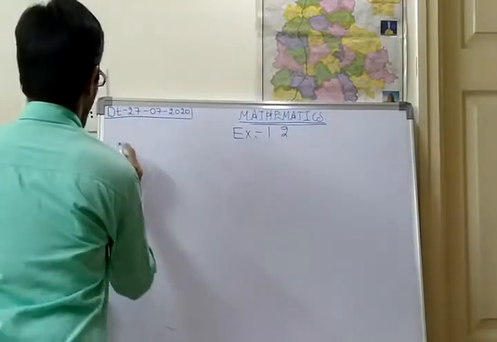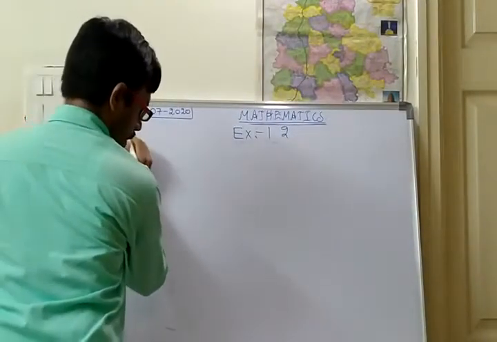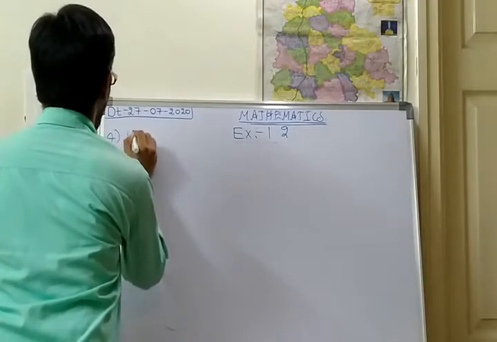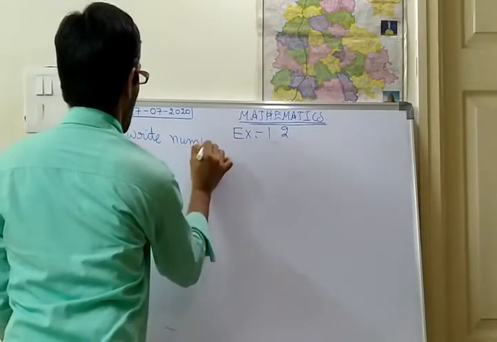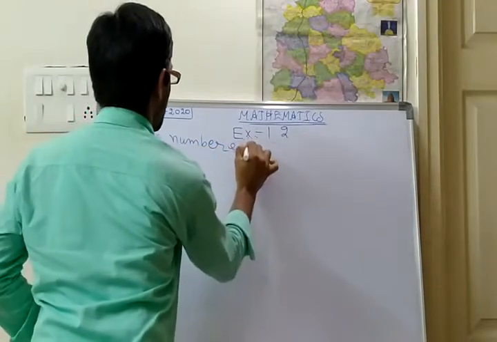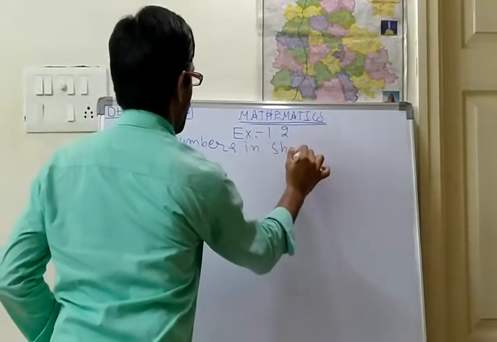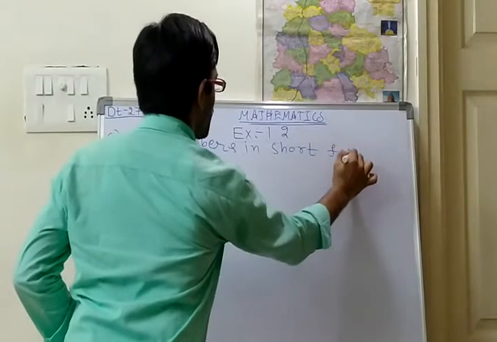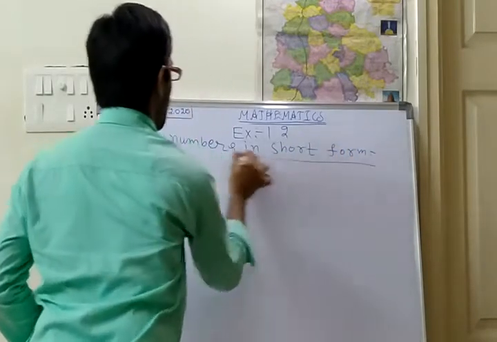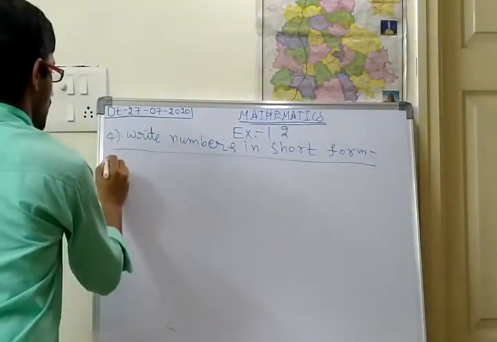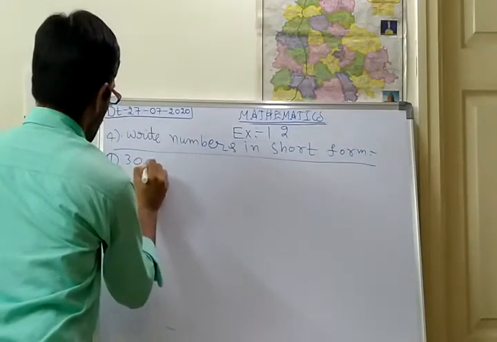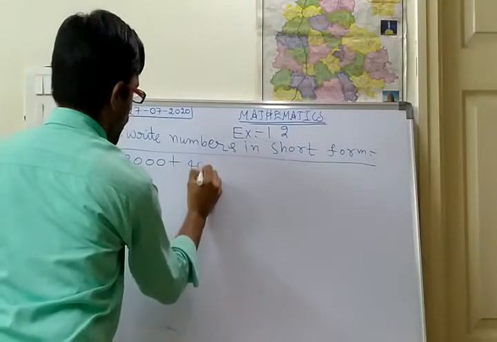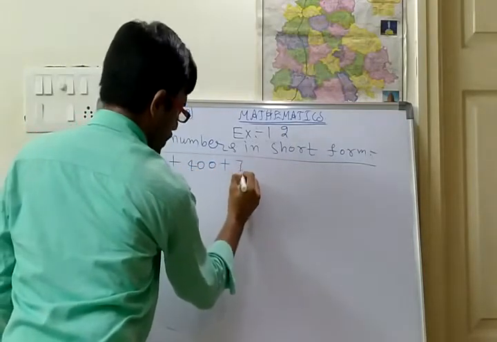Fourth bit. Write numbers in short form. I think you can write the numbers in the short form. So the expanded form will be given. You should write in the short form. So suppose I am taking the first one, 3000 plus 400 plus 7.